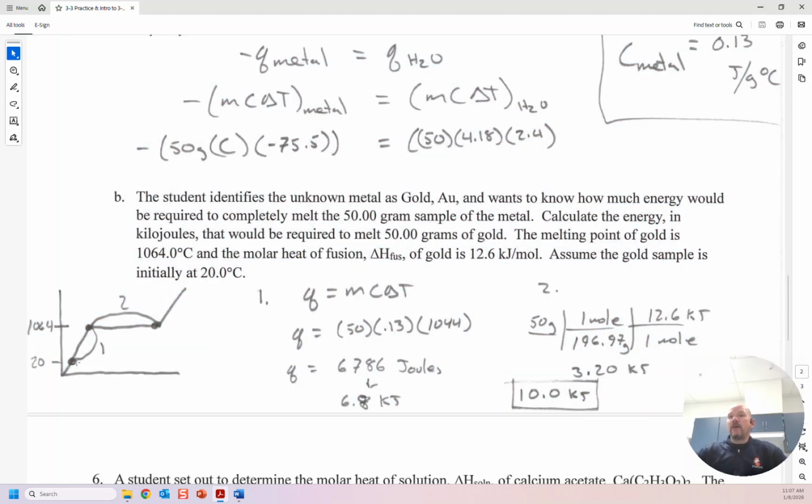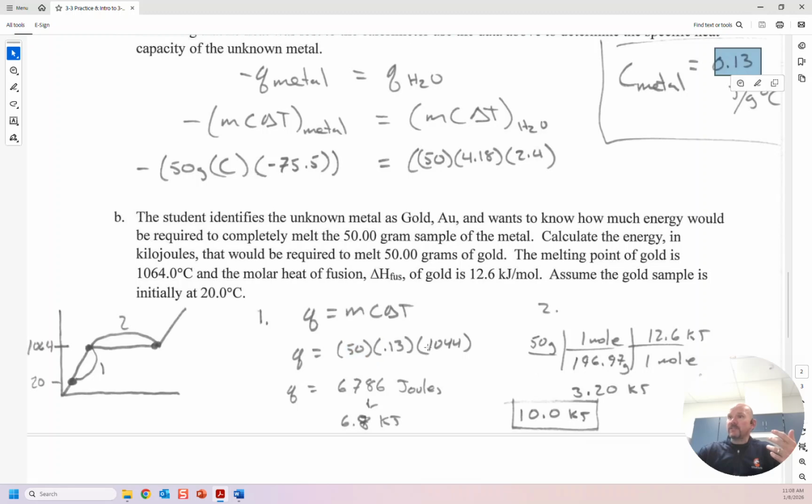So we have to figure out this much energy, we have to figure out the amount of energy for this, and then we have to figure out the amount of energy for this. And then once we get to this point, all the gold has melted, right? So for part 1 of this calculation, it's going to be Q equals mCΔT. And the reason they had to give us this melting point is because we have to use it to figure out our delta T for the Q equals mCΔT. So we know the mass of our metal is 50, and in part A, we solve for the specific heat capacity, so that's where I get this from.